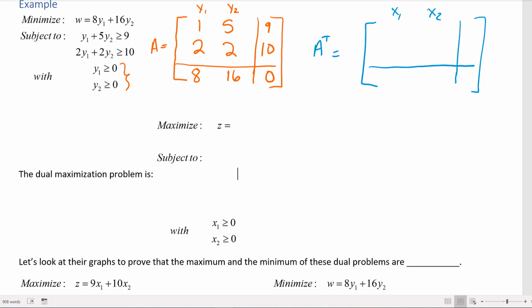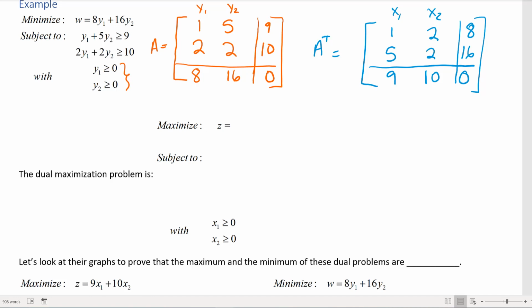To get the transpose, I take the columns and the rows and interchange them. The first row is 1, 5, 9, so that's going to be my first column in A transpose. The second is 2, 2, 10, so that's my second column. The third row is 8, 16, 0, so that's going to be my third column in A transpose.